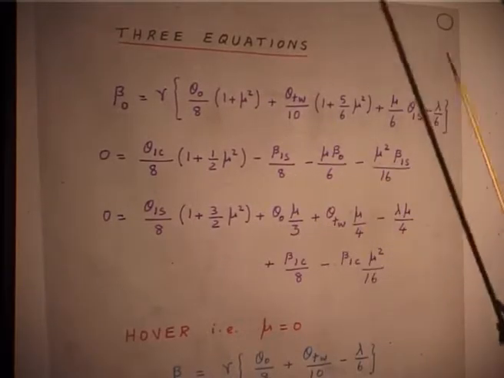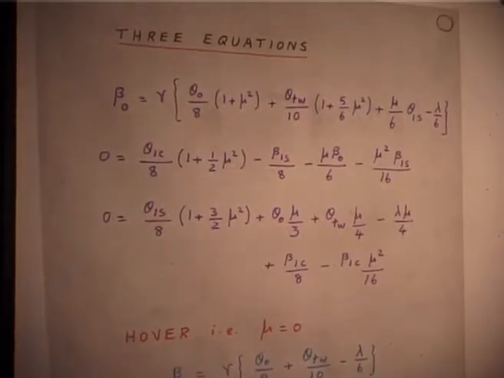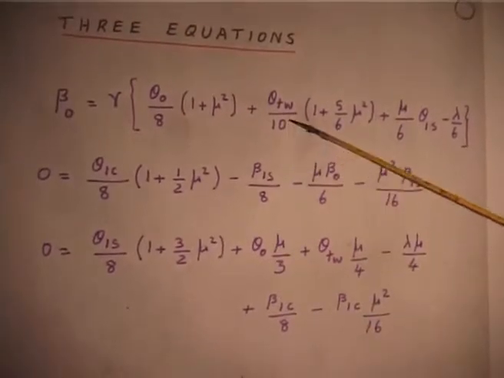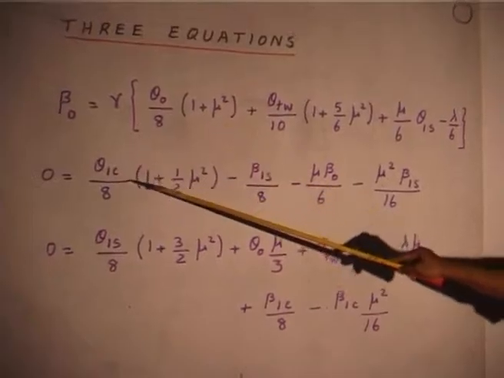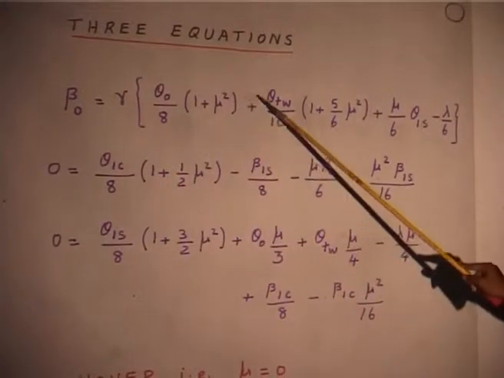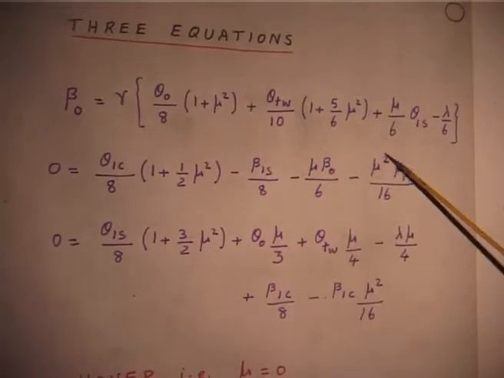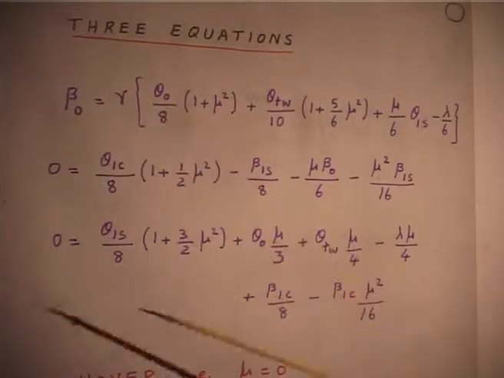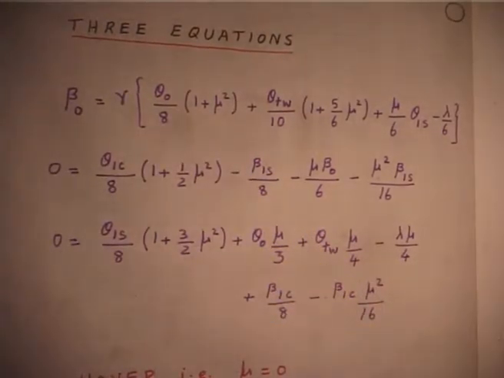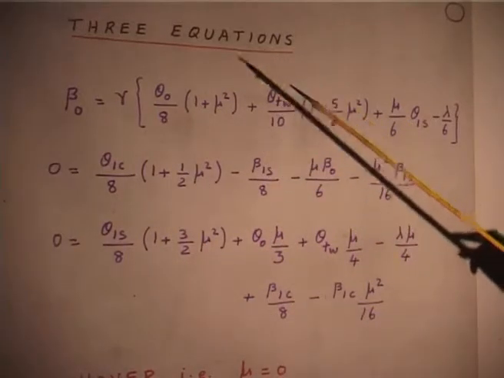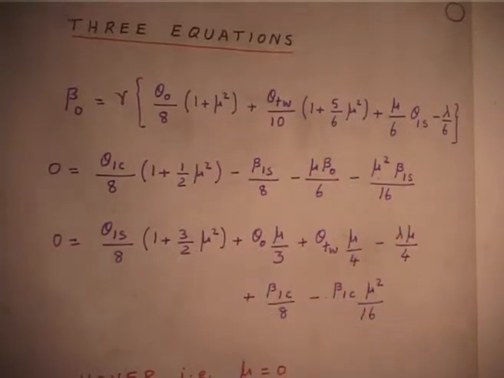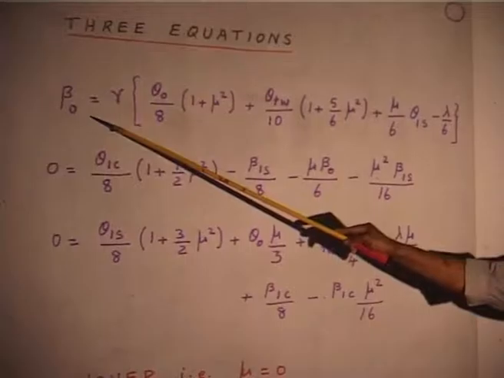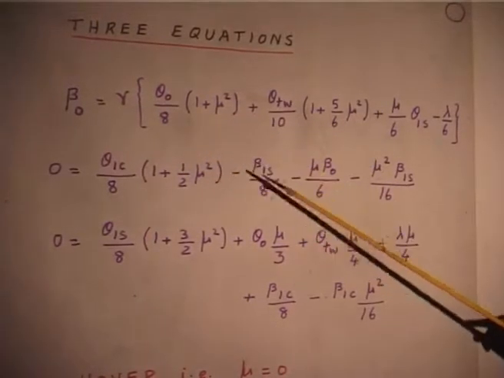I will get these three equations. Okay. And three equations, I know theta 0, theta 1 c, theta 1 s, these are my input, theta twist I know, and what is the forward speed, I know it. Only thing is gamma I know, gamma is Lock number. If you know theta naught, theta 1 c, theta 1 s and the operating condition, I can get from these three equations beta naught directly, because there is no coupling.